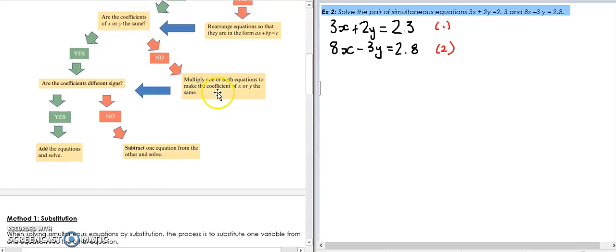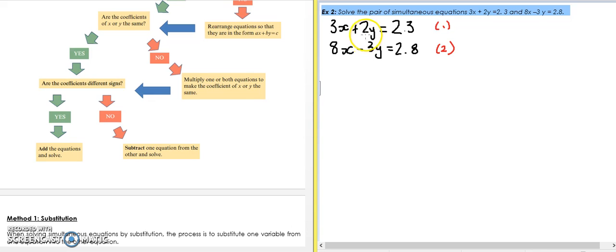So what we need to do is multiply one or both of the equations to make the coefficient of x or y the same. In other words, we are forcing one of these numbers from the set of x or from the set of y to be the same. Okay, and this is where you have to apply a bit of thinking, because you can choose any numbers to either get the x's the same, or you can choose numbers to get the y's the same.